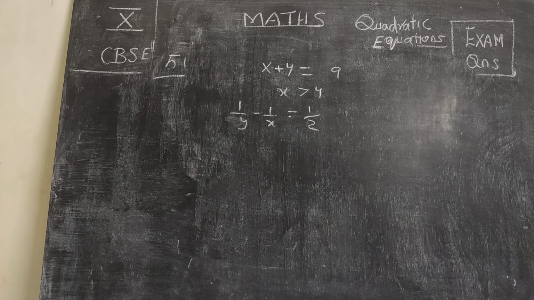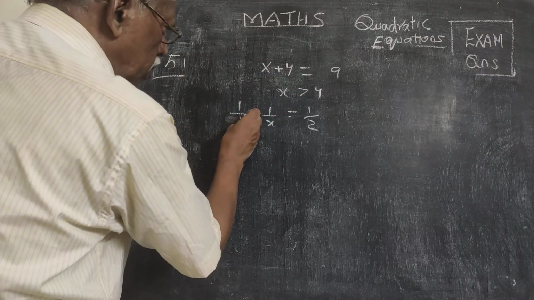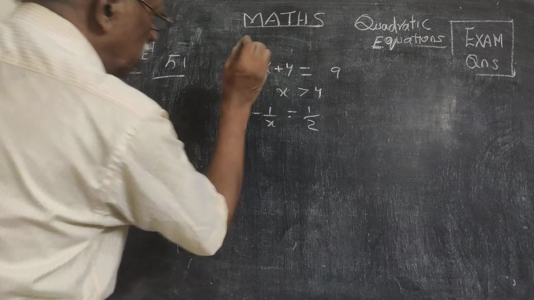Question number 51. Sum of two numbers is 9. Sum of the reciprocals is 1 by 2. Find them. This type of problem we have seen. Already I think 2 problems I have covered in the earlier videos. So quickly I go for this. This is the NCERT problem. Sum of two numbers, therefore x plus y equal to 9. Sum of the reciprocals. Assuming x is greater than y, don't forget to mention, 1 by y minus 1 by x.